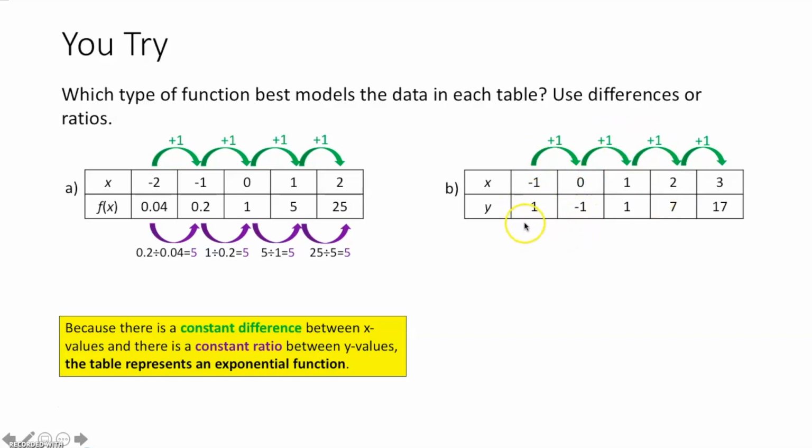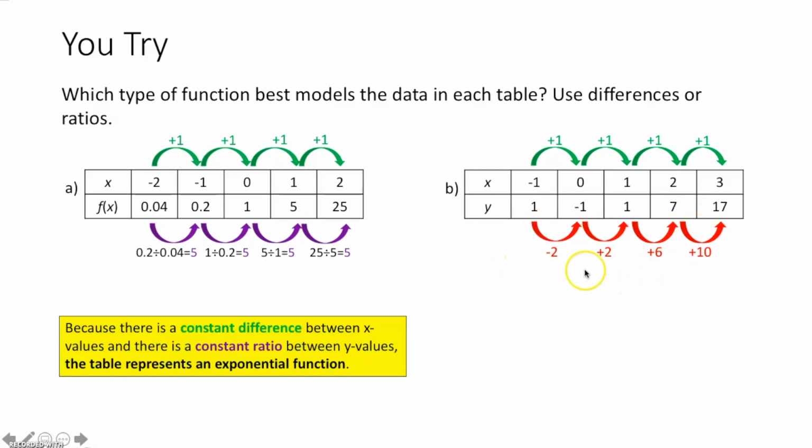So let's check the differences first. So from 1 to -1, you have to subtract 2. And then from -1 to 1, you have to add 2. And then from 1 to 7, you have to add 6. And then from 7 to 17, you have to add 10. Okay, so there's no common difference.